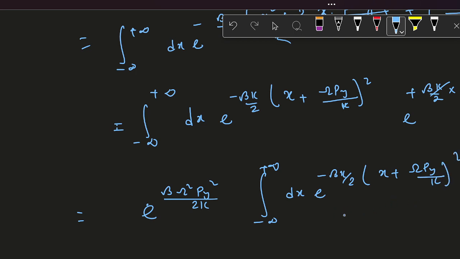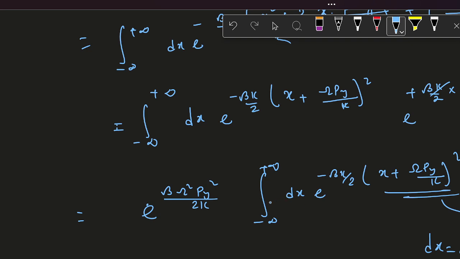So you can see that this is reduced to a Gaussian structure, because you can always take a change of variable, and you can consider that this whole thing, x plus omega py by k, is your t, so that your dx is nothing but your dt, and if x goes from minus to plus infinity, so will t also, it will have the same limit.